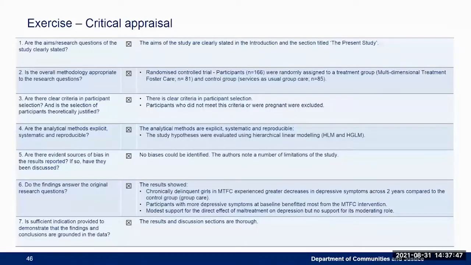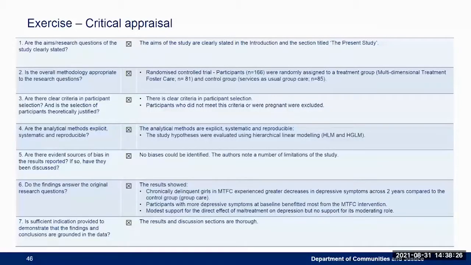So where were we? We were up to 6. Do the findings answer the original research questions? Yes. They found that girls in the treatment group, who received the program, experienced decreases in depressive symptoms across 2 years compared to the control group. They found that participants with more depressive symptoms benefited most from the program. And they also found modest support for the direct effect of maltreatment on depression, but no support for its moderating role on the effect of the program.